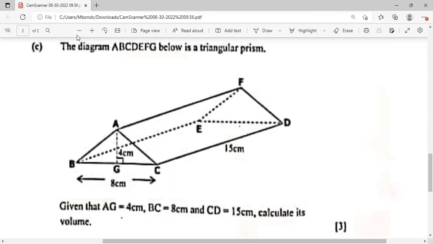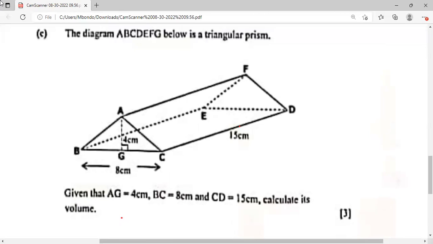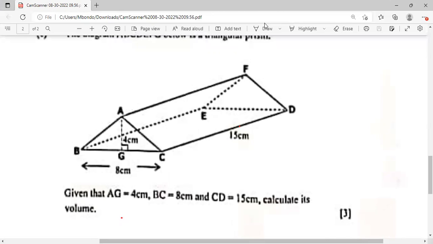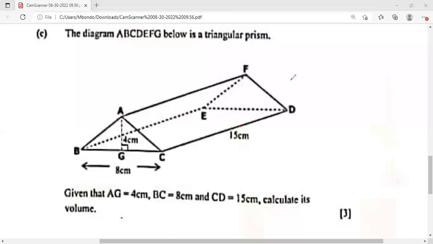So you know that in this case, volume, we can as well do it together. You know that volume is equal to area of base, like I told you. Area of base multiplied by, let me now put this letter L, which is actually in this case 15, isn't it? Then the area of the base. So we need to find the area of this triangle.